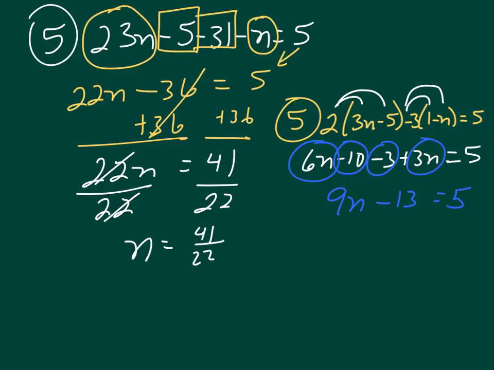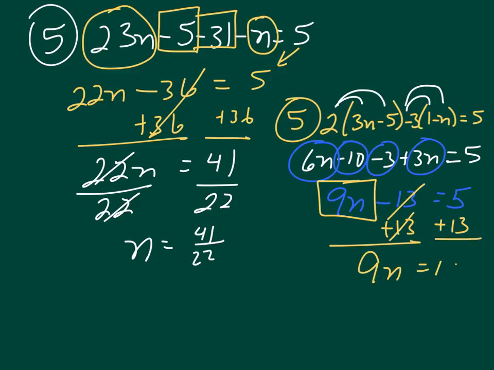I then have to get n by itself. So I'm going to add the 13, and I'm going to get 9n equals 18. Now I have to think to myself, 9 times what gives me 18? Well, I know that if I divide by 9, that something is going to be 2.